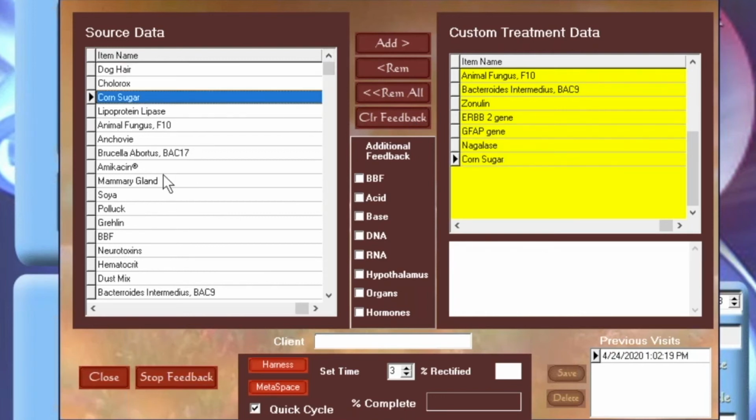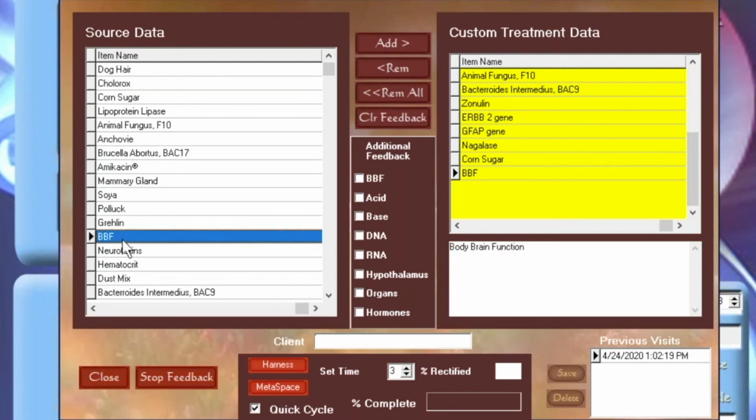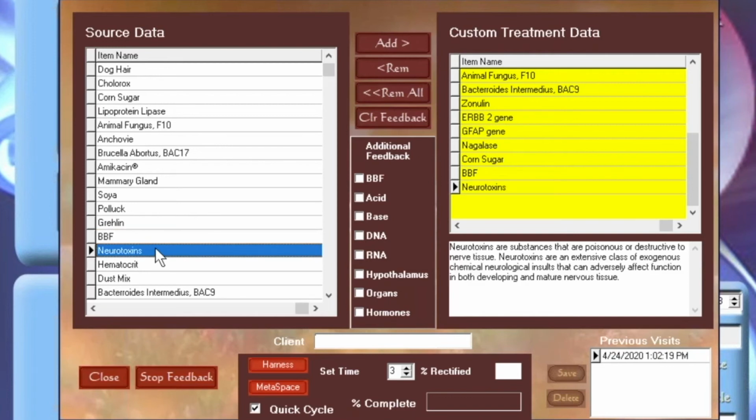You want to add the corn sugar. You want to add soybean, ghrelin. By the way, we should put that in. And today you want to work on the neurotoxins, okay? So then you have another treatment on another day with just a slightly different angle, but it still reinforces some of the main items you've done in the first treatment.